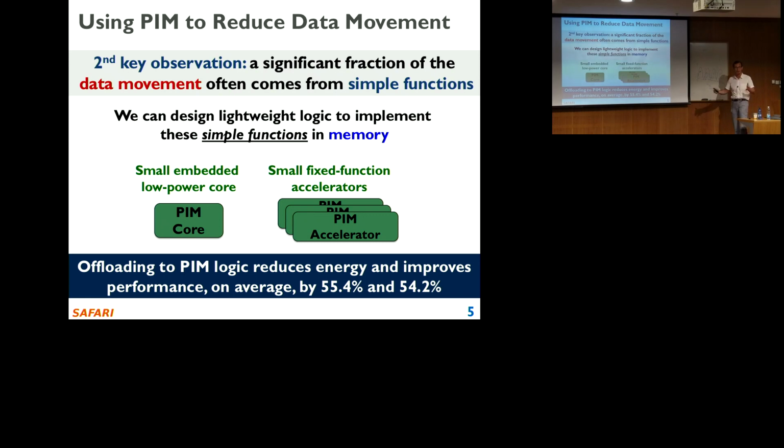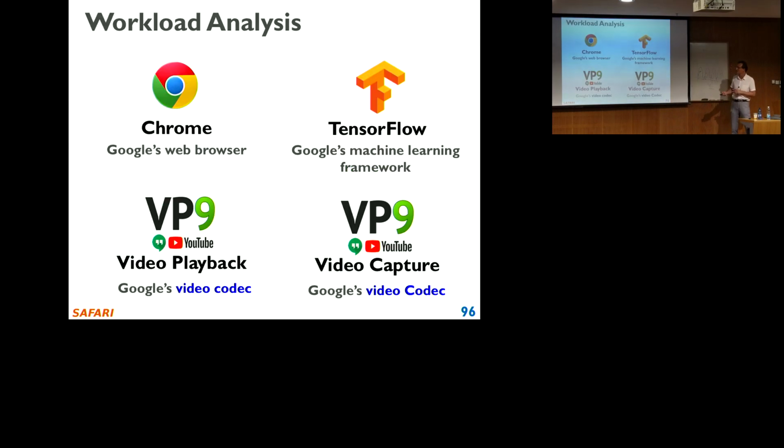Basically, improve both energy and performance by about 2x. It's not the 13x, but it's not that bad also. So let's look at some of these things very quickly to understand what might be offloaded. There's a lot more detail in the paper.